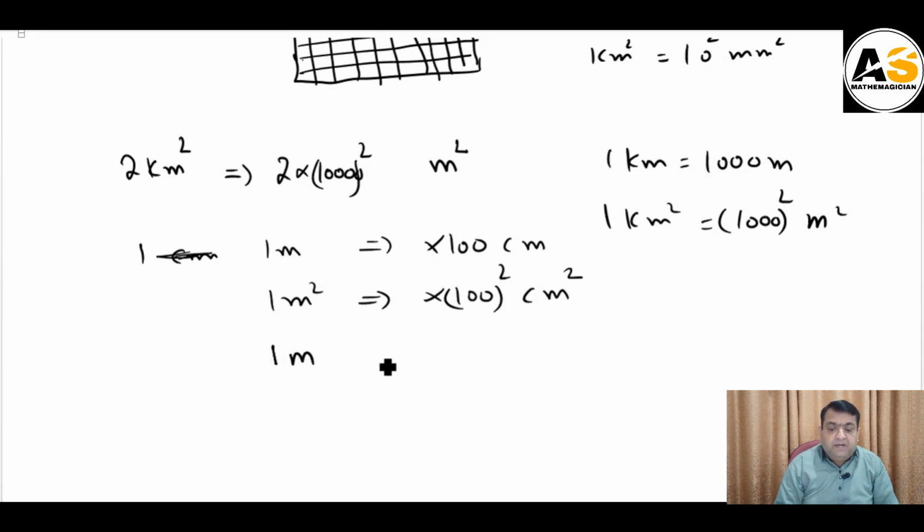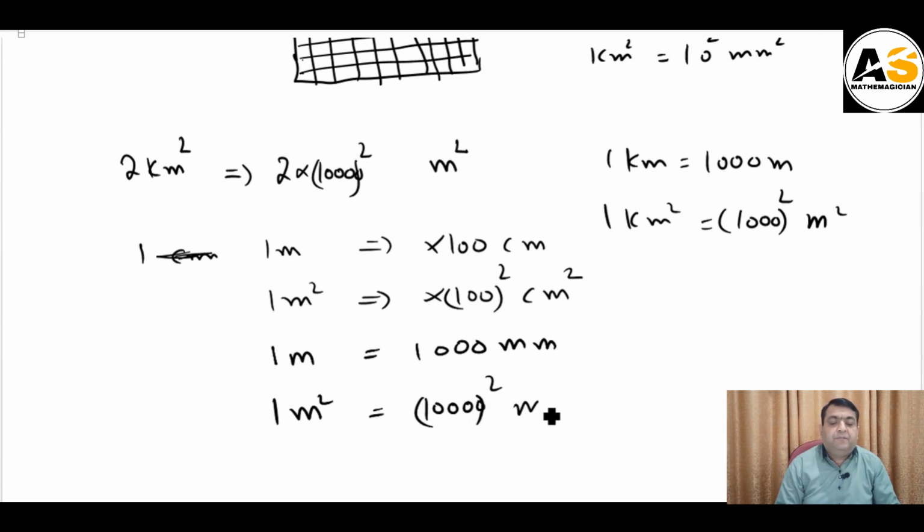Similarly, 1 meter is equal to 1000 millimeter. What will be 1 meter square area? It will be 1000 square millimeter square. I hope this is clear.